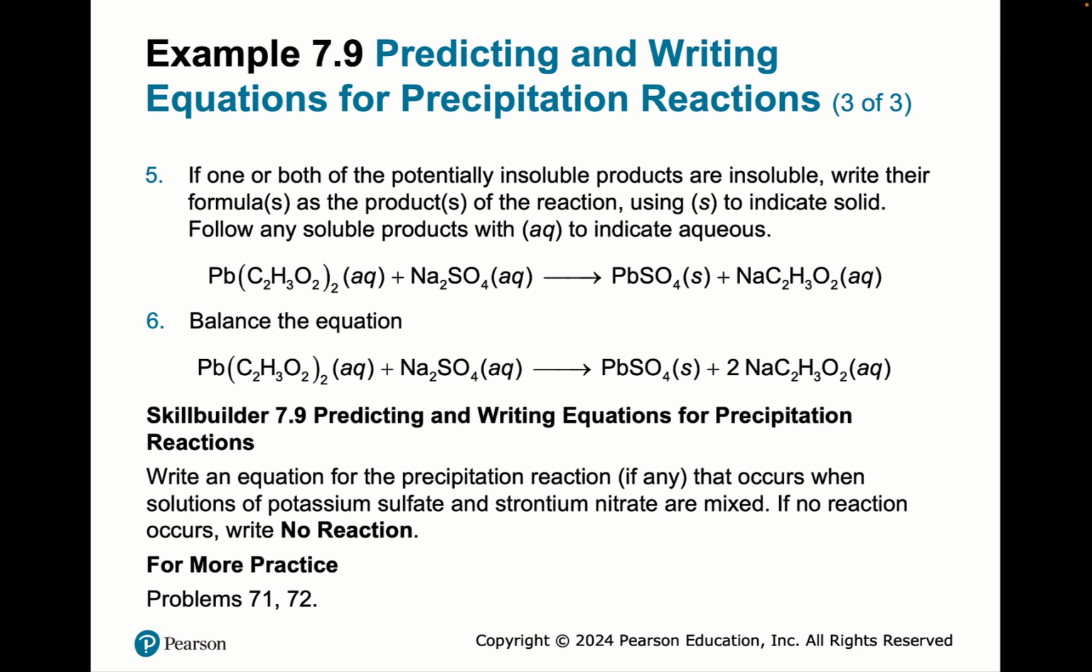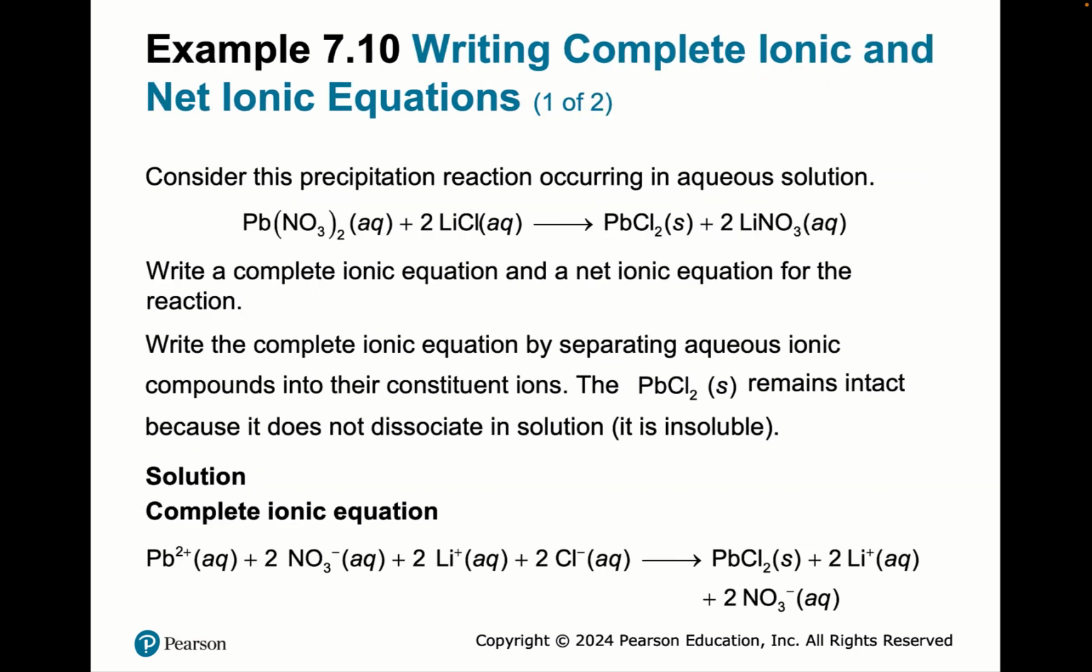There are 2 acetates on the left and only 1 on the right, so put a 2 in front of the sodium acetate to balance that. There are 2 sodiums on the left in the sodium sulfate, and adding the 2 now balances the sodium. So actually now that's balanced. The equation as written, lead acetate plus sodium sulfate making lead 2 sulfate and 2 sodium acetates, is balanced. So there you have it.